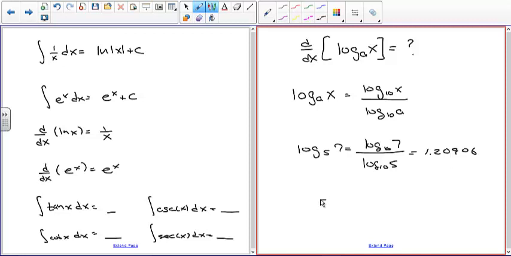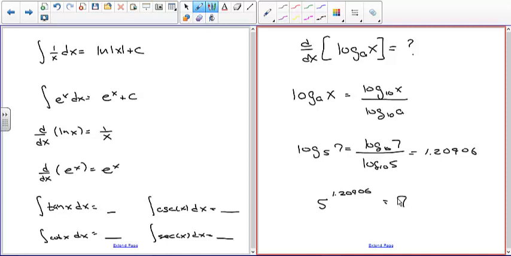Well, if you take 5 to the 1.20906 power, you should get 7. So let's try that. 5 to the 1.20906 power is 7. Okay, so that is true.